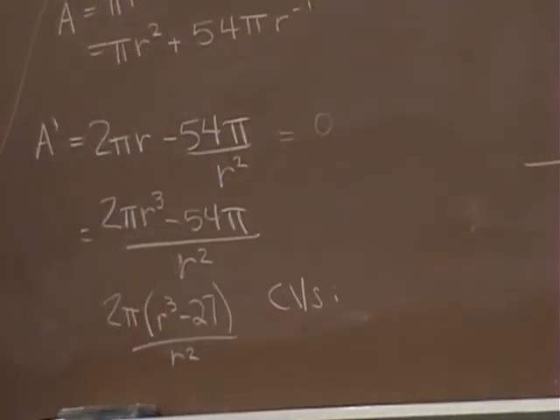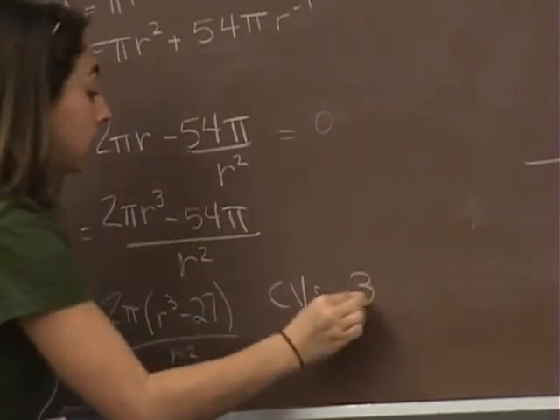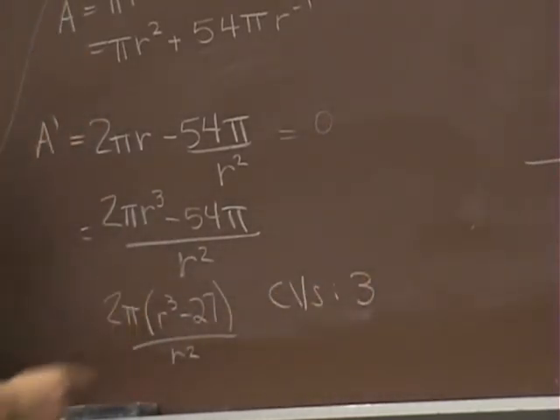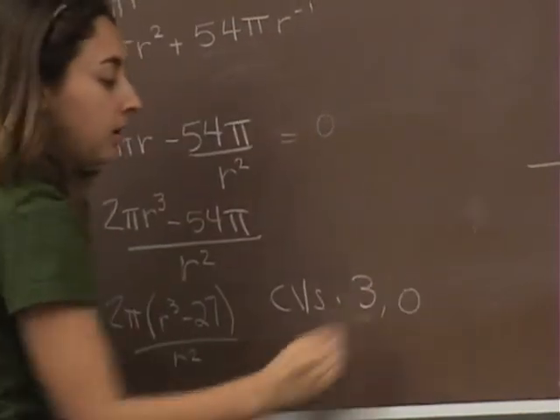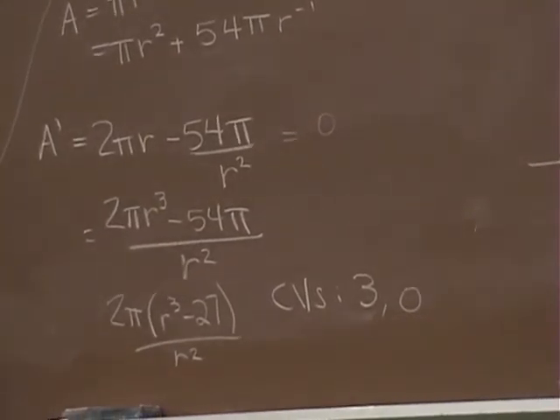So what are the critical values that I have? Not plus or minus 3. Negative 3 cubed is negative 27, that would work. Just positive 3 and 0. A radius of 0, is that going to make sense in this problem? No, then I wouldn't have a cup. So automatically, you can ignore that one because it doesn't make any sense. So the critical value of 3 is likely going to be when that minimum occurs.